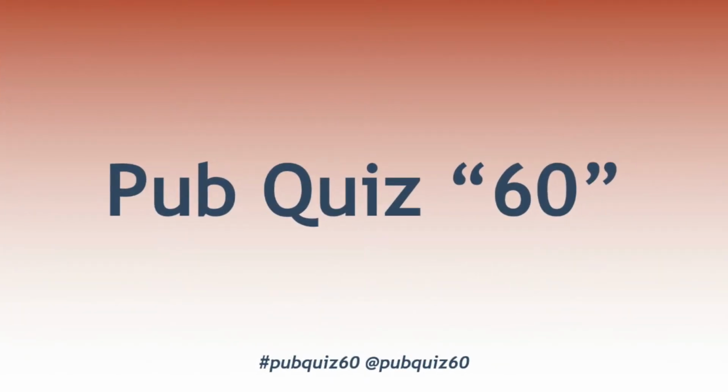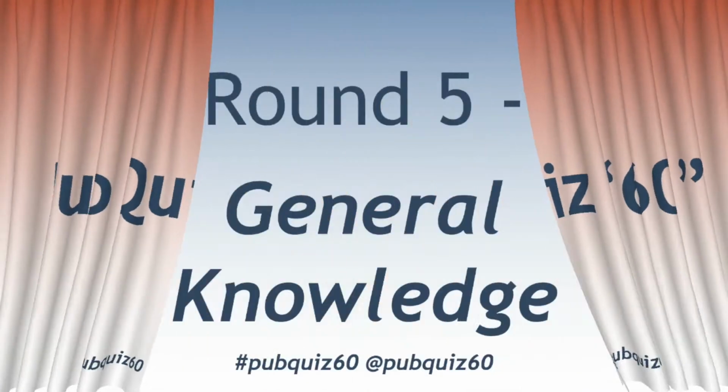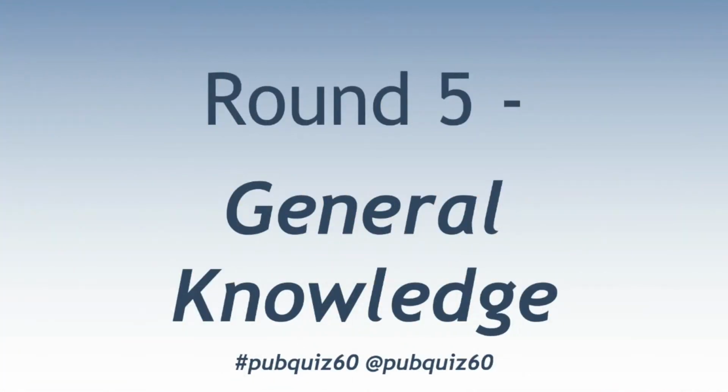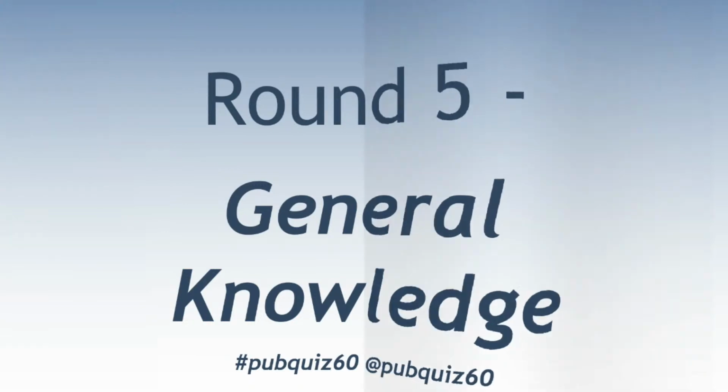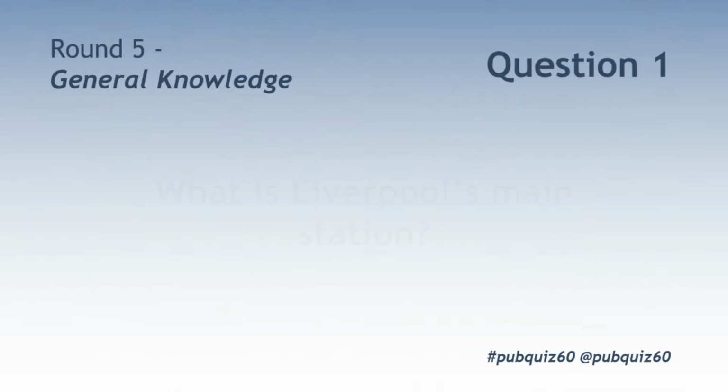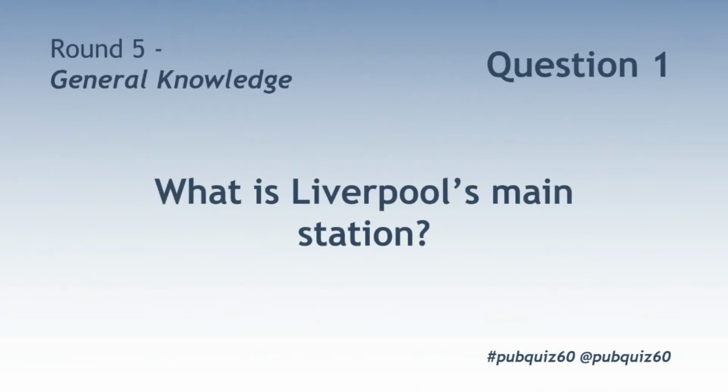Okay, so that's the minute's thinking time over for the numbers round, which brings us into the last round, which is round 5, general knowledge. So 10 more questions to go in the quiz before a minute's thinking time, then final marking. Question 1 in general knowledge is, what is Liverpool's main railway station?